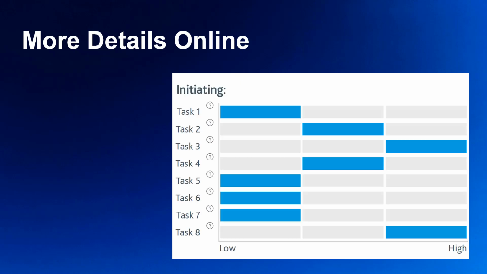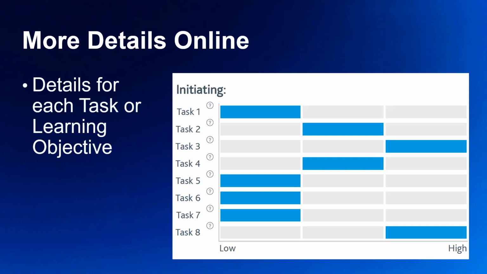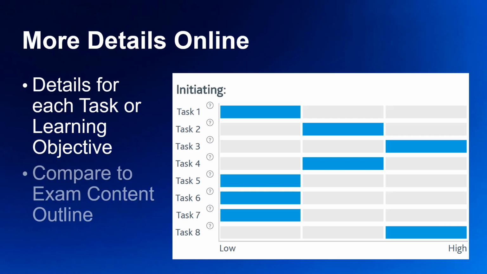Here, PMI gives you your PMP and PMI ACP exam results in detail for each task, and for the CAPM exam, you get the details for each CAPM learning objective. You can see in which of these you scored low, medium, or high. These tasks and learning objectives are defined in the exam content outline for whatever exam you have taken, and you can grab your copy of this exam content outline on the PMI website as well.